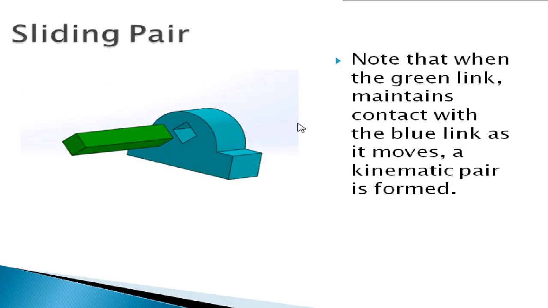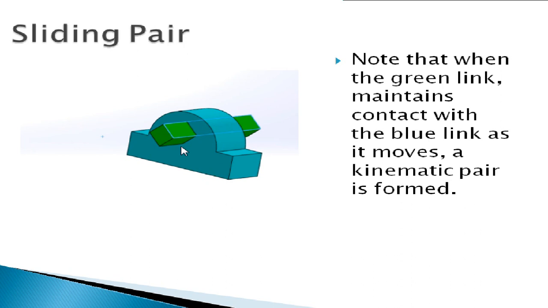Okay. This is another schematic representation of a sliding pair. You have 2 links, a green link and a blue link here. Let me try to animate and see what happens when this green link moves in such a way that it always maintains contact with surfaces in this hole. You can see that this green link is moving back and forth. As long as contact is maintained, we can say that a kinematic pair is formed between the green link and the blue link.